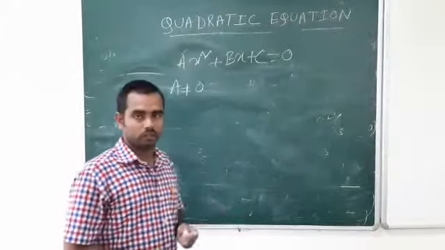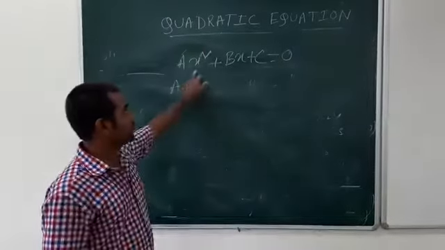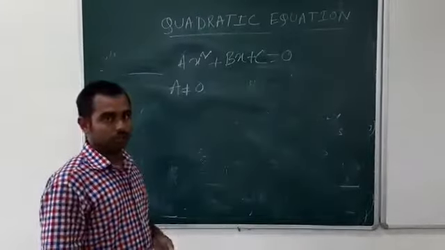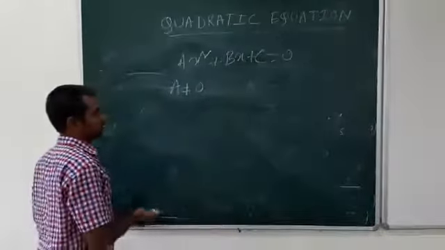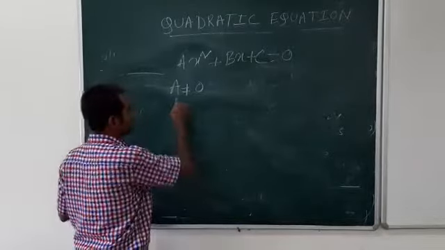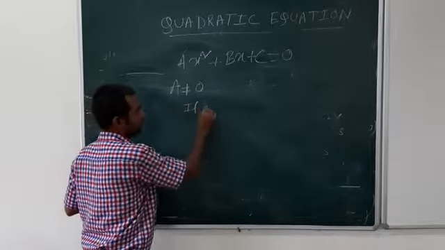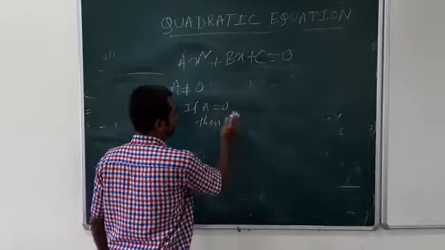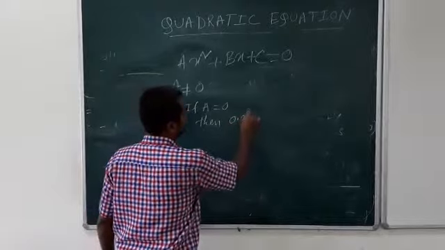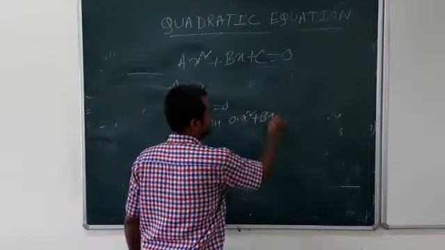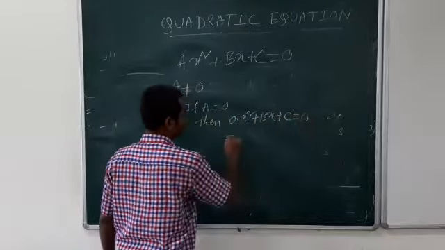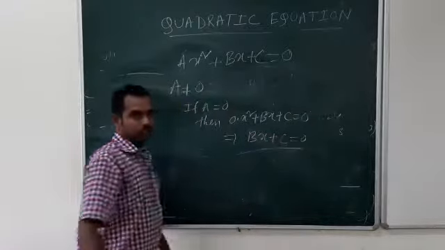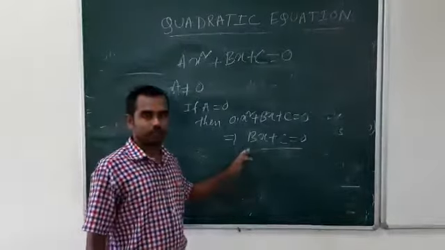If the coefficient of x square is not equal to 0, then ax square plus bx plus c is equal to 0 is known as a quadratic equation. Why is it not equal to 0? If a equals 0, then it becomes 0x square plus bx plus c is equal to 0. So bx plus c is equal to 0, and it becomes a linear equation.